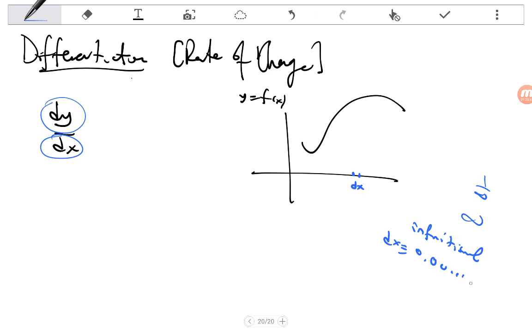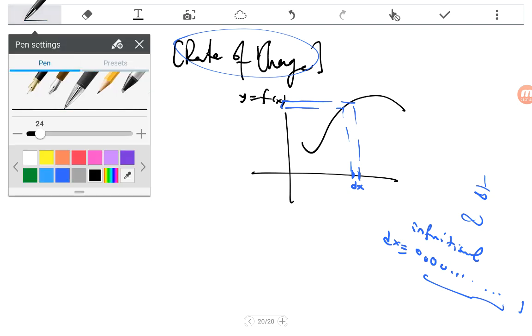So it would be 0.000001 with infinitely many zeros. It is a number that keeps dying, but it never gets to zero. That is called infinitesimal. So whenever I make an infinitesimal change in x, there will also be an infinitesimal change in y. The ratio between these two is called the rate of change, or the differentiation.